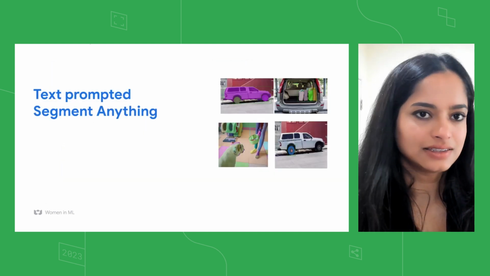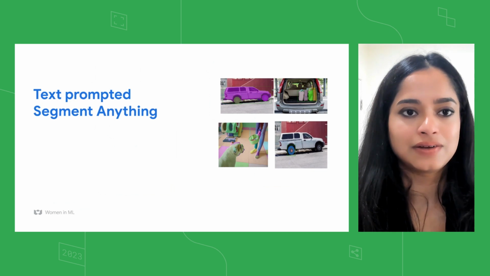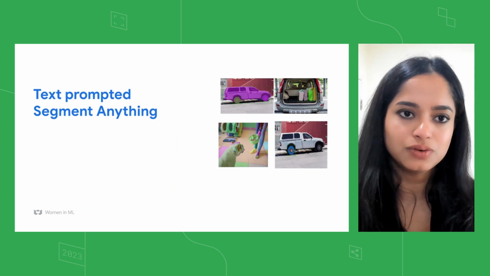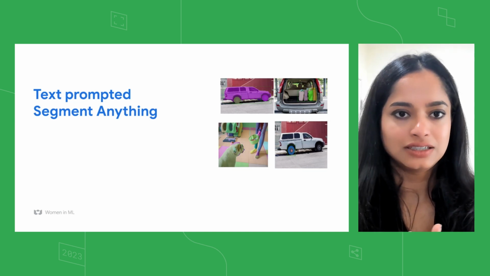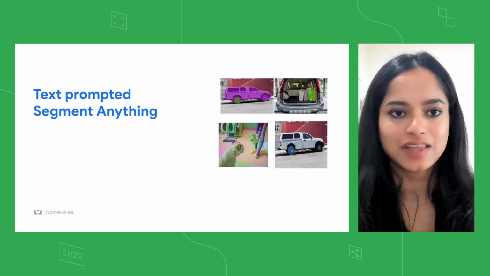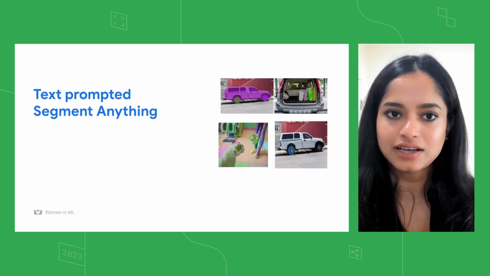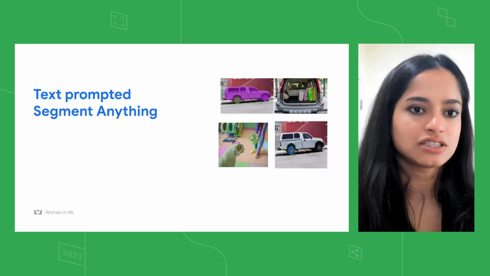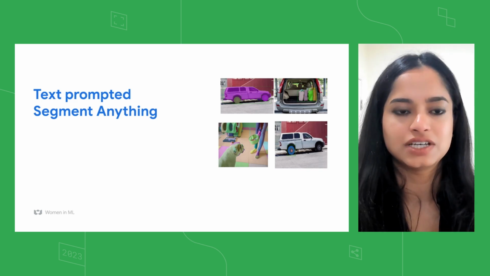So the next exciting thing that we have is a text prompted segment anything model. A segment anything model is a new AI model from Meta. It can cut out any object in an image with a simple click. And KerasCV offers segment anything model as well as Grounding DINO, which allows you to use a text prompt to select a box with which the segment anything model segments the object. So let's check out how this is done.